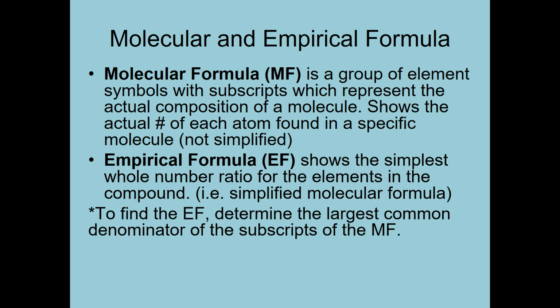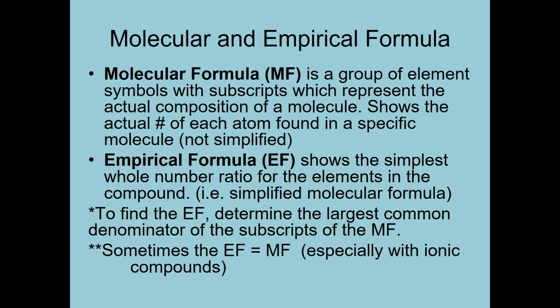To find the empirical formula, you determine the largest common denominator of the subscripts of the molecular formula and just divide everything down. Sometimes your empirical formula will equal your molecular formula, especially in ionic compounds because we're supposed to reduce those down anyway. So sometimes it works out, sometimes it doesn't.